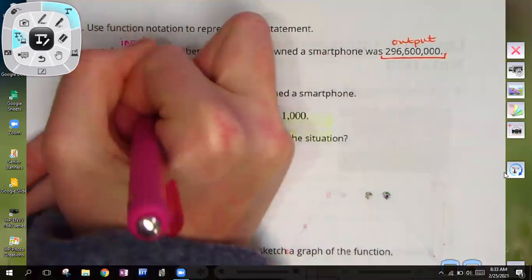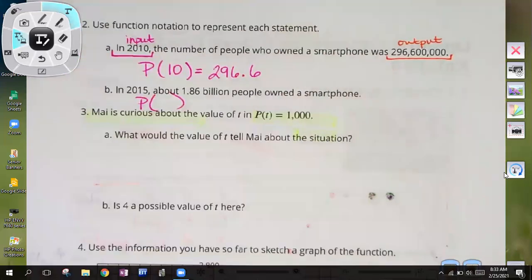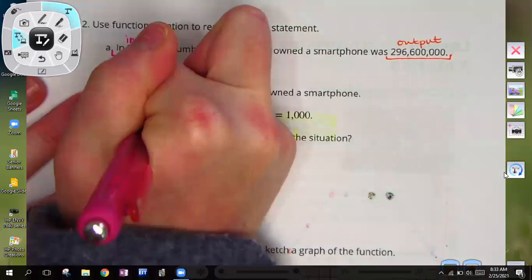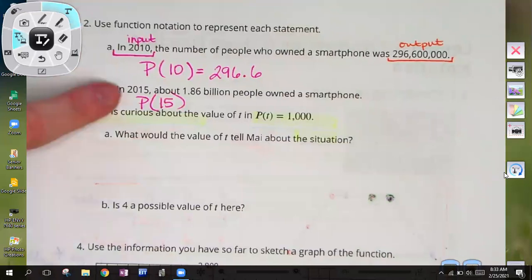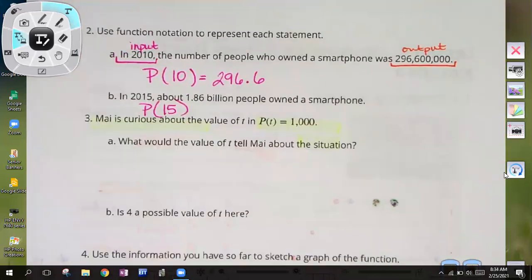All right, then we have to do our input inside of the parentheses. What would my input be? Raise your hand. Jamarius: 15. Someone explain to me how Jamarius knew that the input would be 15. Ava? Because the year is 2015, which is 15 years after 2000.